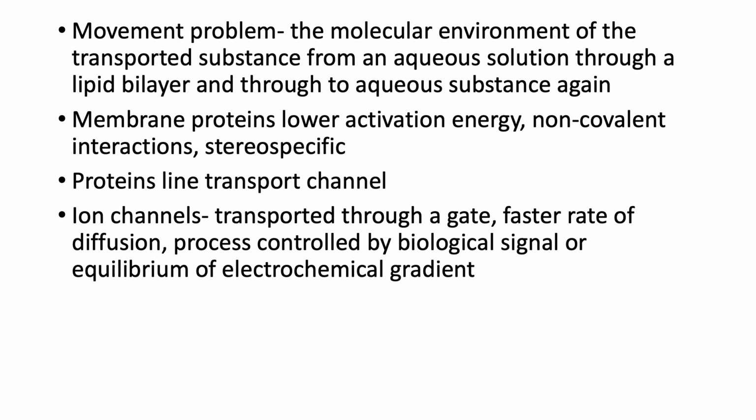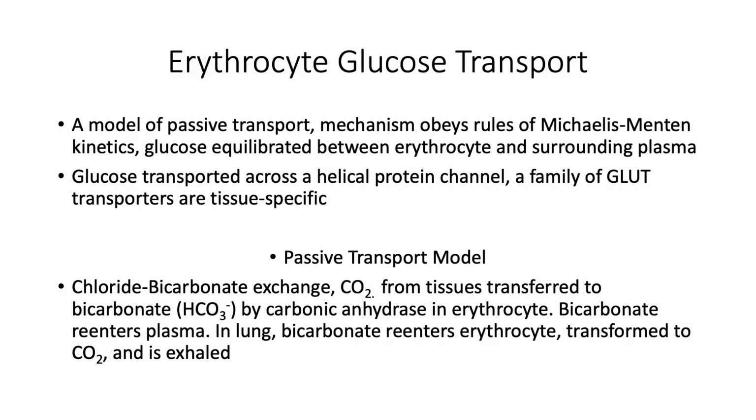There are additionally ion channels where you have transport through a gate mechanism. There's a faster rate of diffusion there, so we're talking about sodium-potassium pumps, and that process is controlled by a biological signal or equilibrium of an electrochemical gradient. We have erythrocyte glucose transport as a prime example of this. This is a model of passive transport.